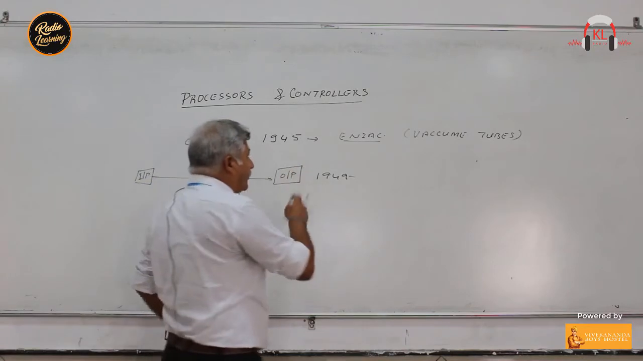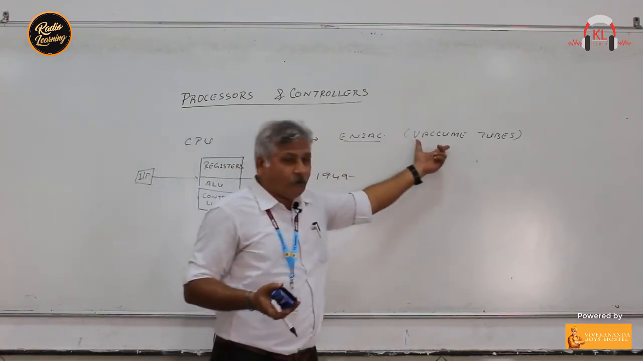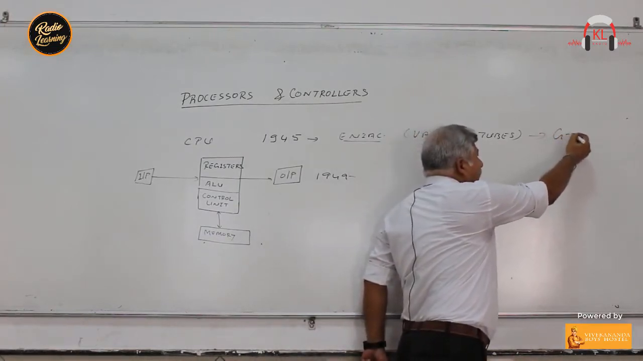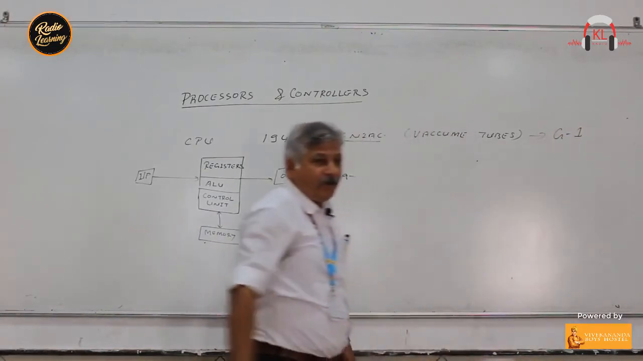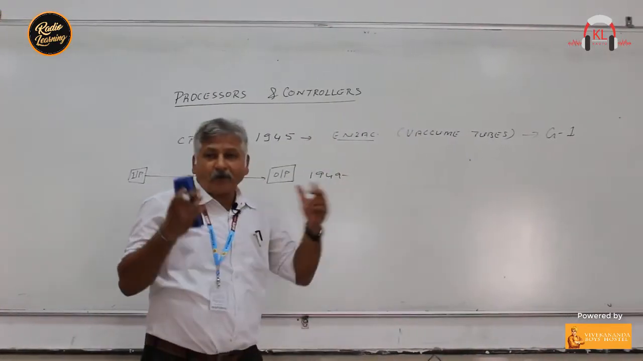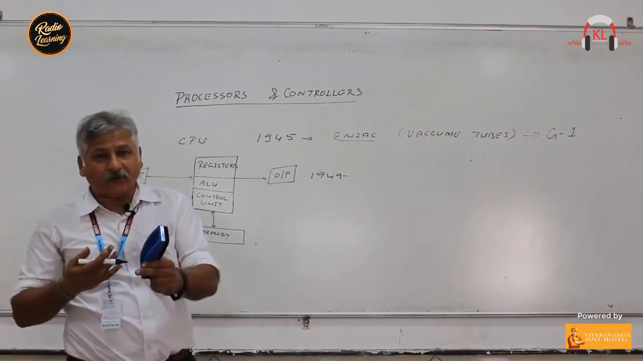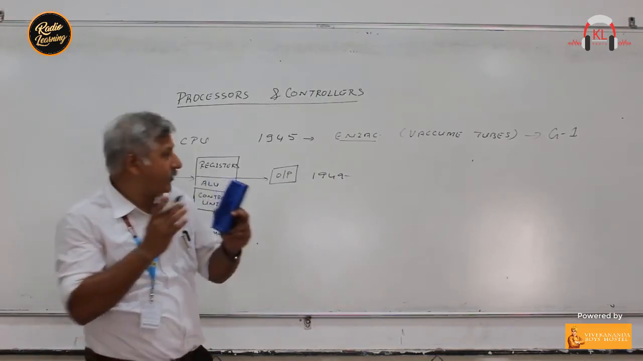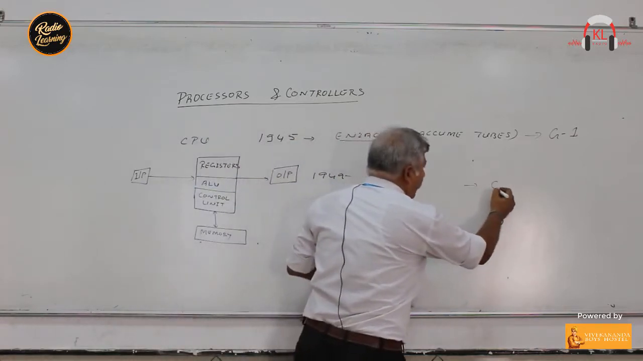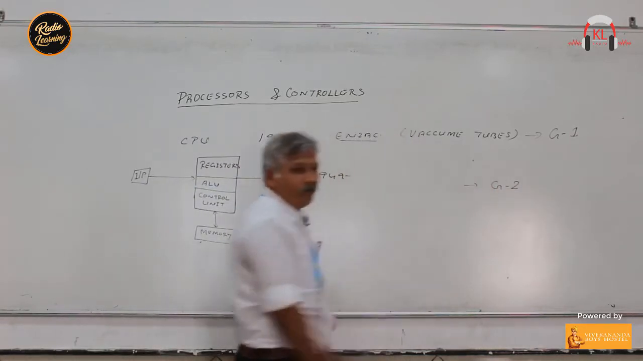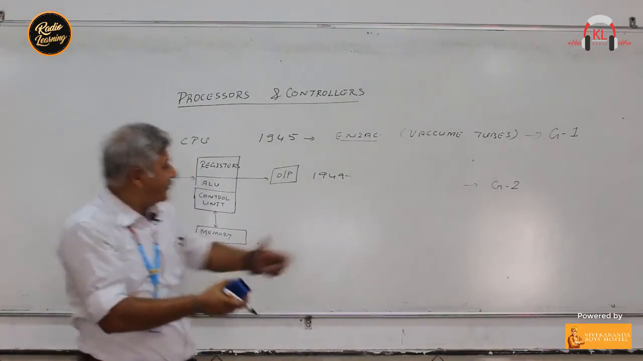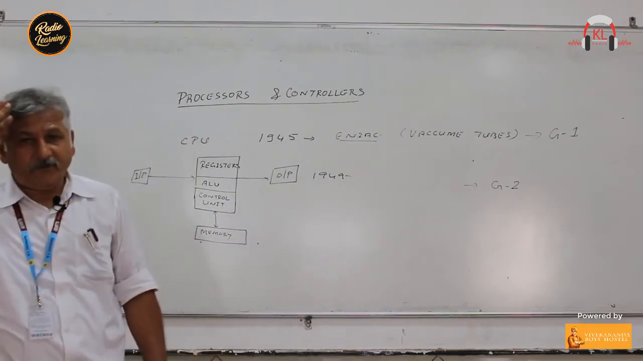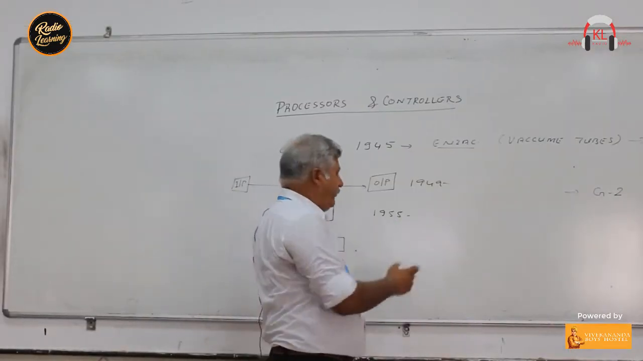So those central processing units in which vacuum tubes were used came in the category of generation 1. Those central processing units in which we replaced the vacuum tubes with semiconductor devices were in the category of generation 2, right? These generation 2 computers came in the market in the mid 50s.